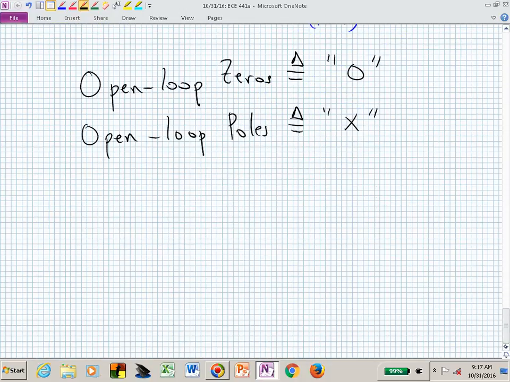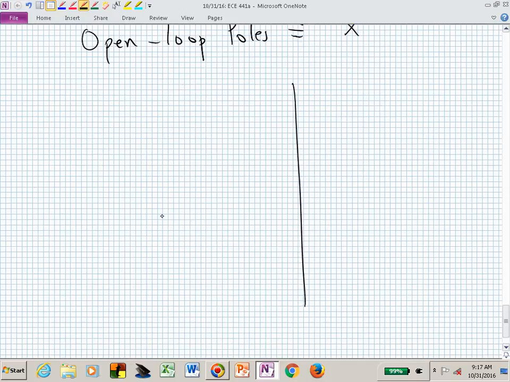But first, all we have to do is identify where to put them on the complex S-plane. Here's our S-plane. And let's say here's mine.